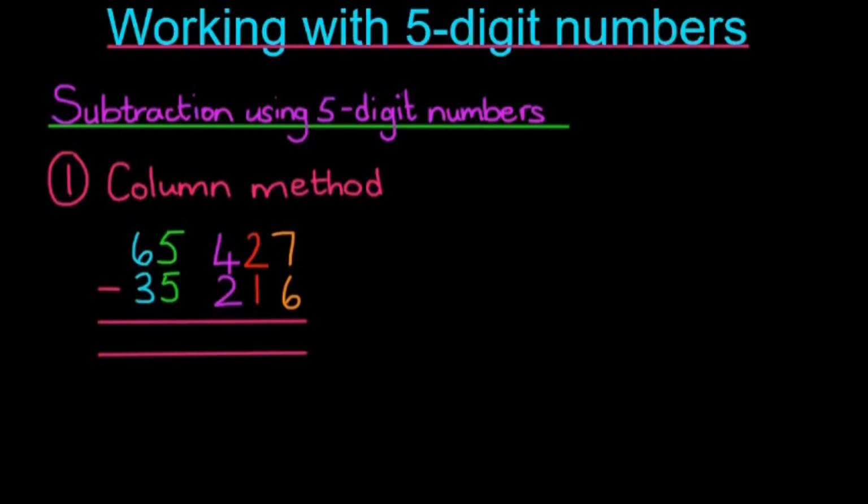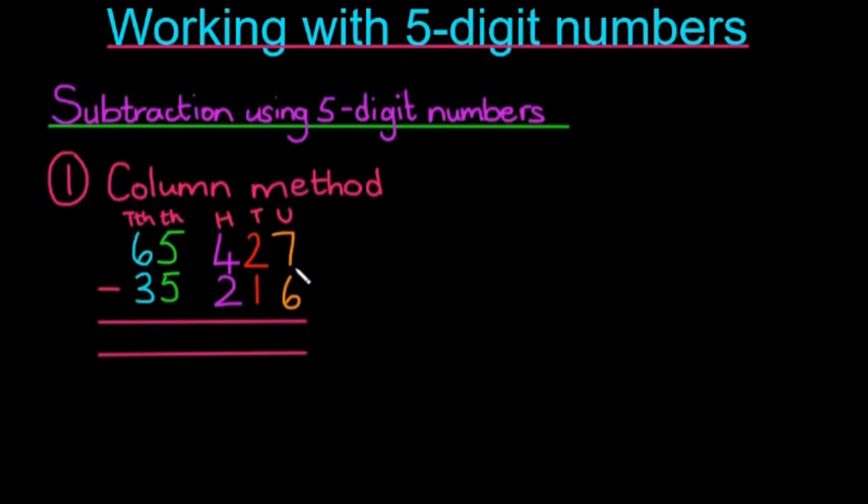All you need to do is in each of the columns, which is set up in our 10,000s, thousands, hundreds, tens, and units. With it set up in these columns, you need to subtract the number at the bottom from the top. So I'm just going to go through this quickly.